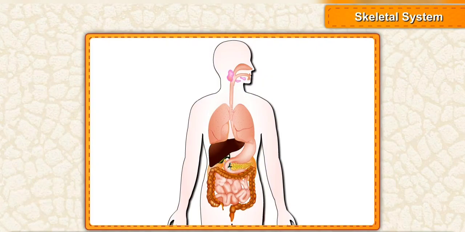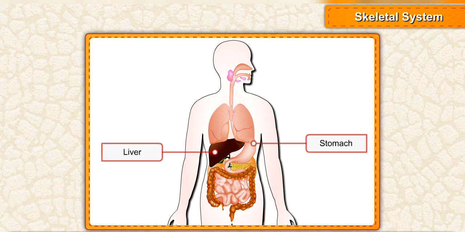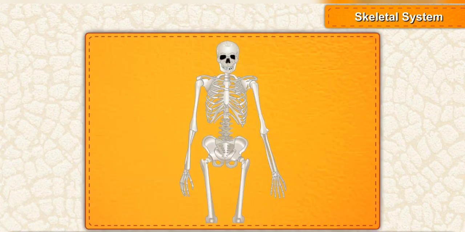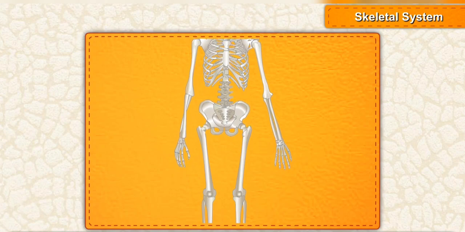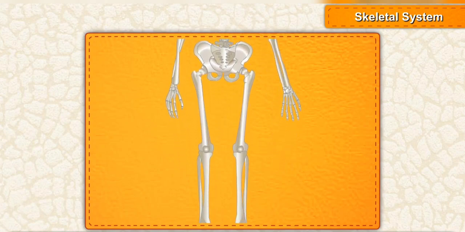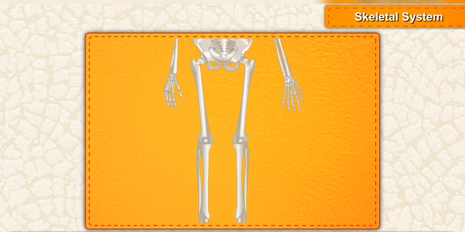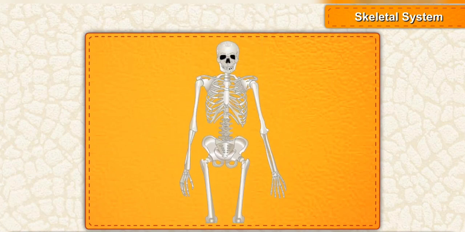Skeletal system. Our body consists of different organs like stomach, liver, lungs, and kidney. Many organs collectively form an organ system which works together to perform a particular function in the body. The skeletal system is a framework of bones. There are 206 bones of different shapes and sizes in an adult, whereas a child has more than 350 bones. They fuse together to form the human skeletal system.